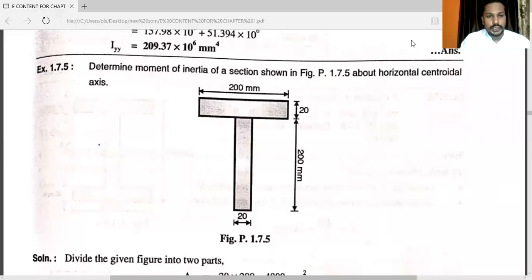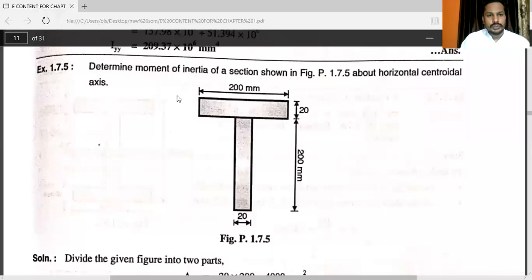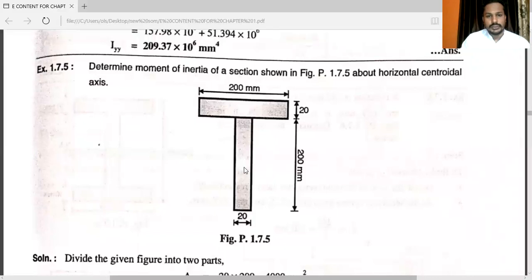Hello friends, in the previous video, we completed the moment of inertia for an L section. Now, in this video, we have another problem based on a T section. See, the problem is given: determine the moment of inertia of a section shown in figure. See, the T section is given.